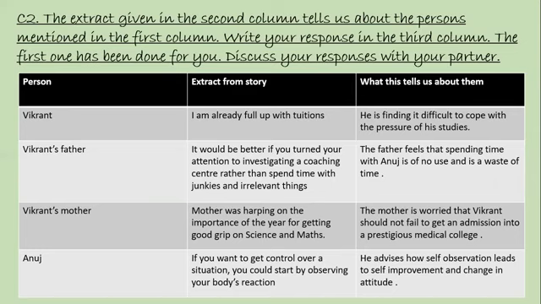Next person is Vikrant's mother. An extract from the story is: mother was harping on the importance of the year for getting good grip on science and maths. And what this tells us about them? The mother is worried that Vikrant should not fail to get an admission into a prestigious medical college. Okay. Then the next person is Anuj. Extract from the story is: if you want to get control over a situation, you could start by observing your body's reaction. The answer is: he advises how self observation leads to self improvement and change in attitude.